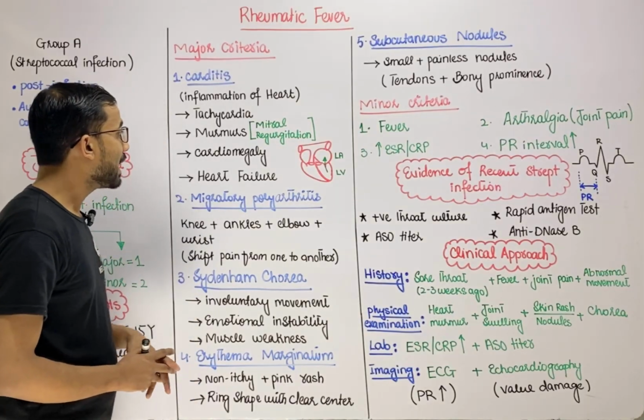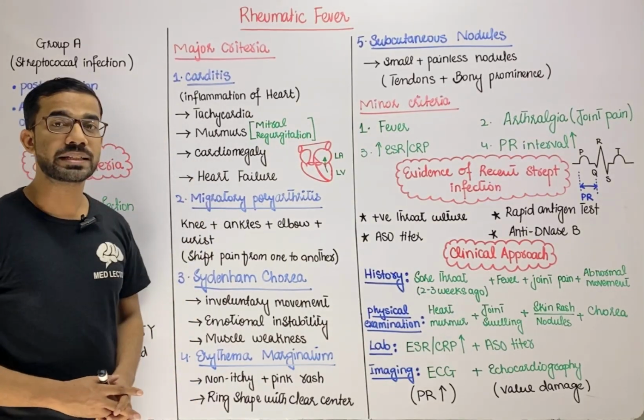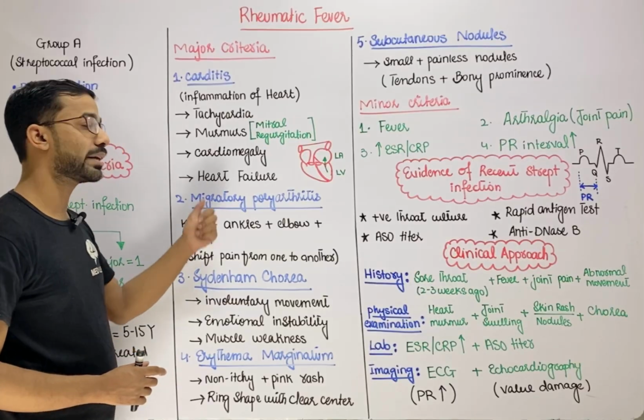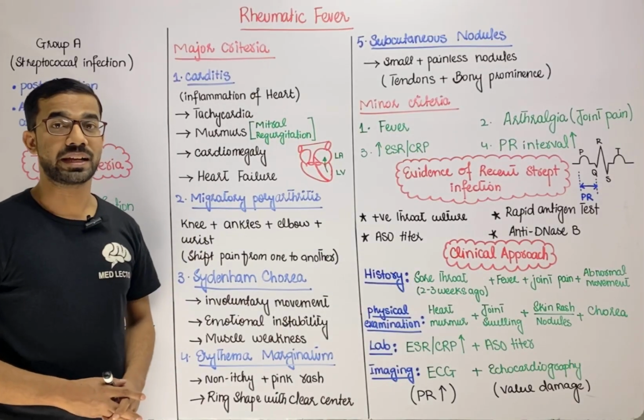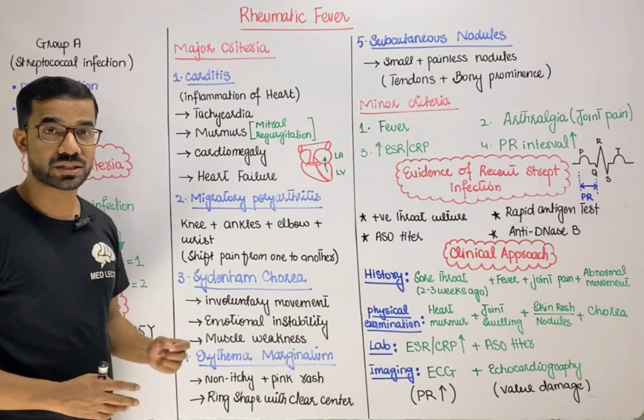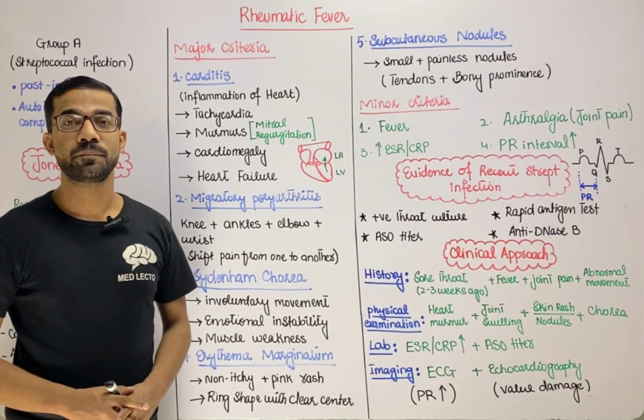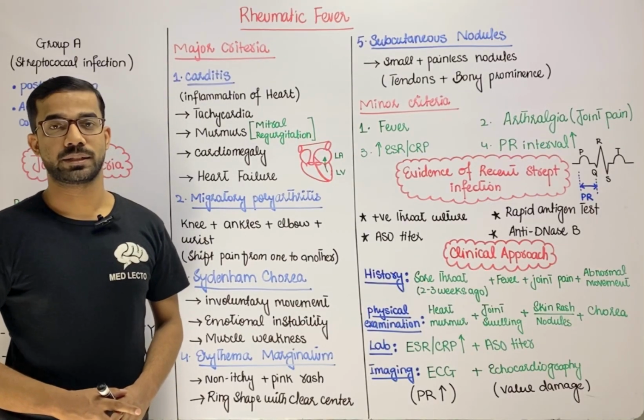Next, you can also see cardiomegaly, an increase in the heart size, and it can go towards heart failure as well. So this is the first major criterion, that will be carditis.